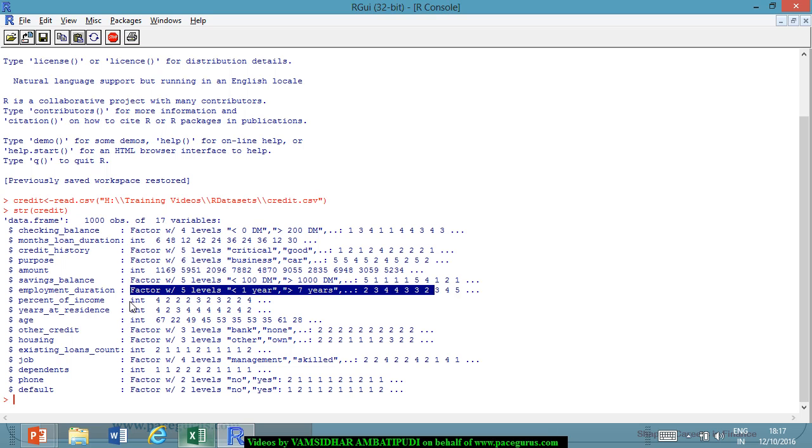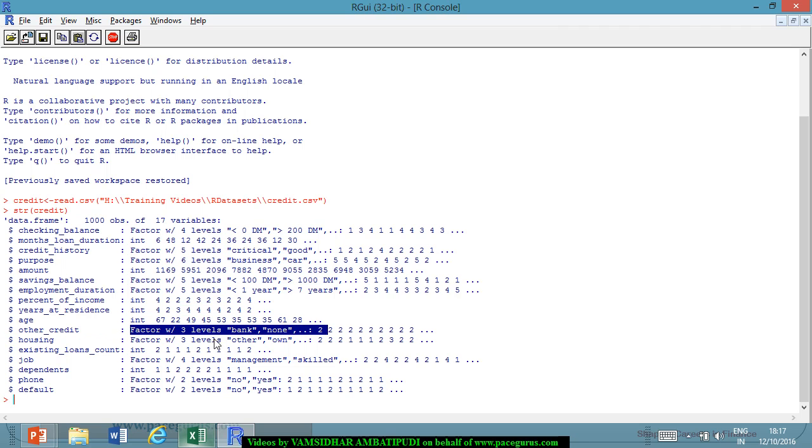Similarly, percentage of income is an integer, so I'll keep it as it is. Years at the residence is also an integer. Age of the person is also an integer. Other credits, there are 3 levels, so we have to create 2 dummy variables here. Similarly, housing is also a factor with 3 levels, so I have to create 2 dummy variables. Existing loans, it's an integer, so I'll keep it as it is, because my KNN algorithm will not be able to handle all the nominal variables properly.